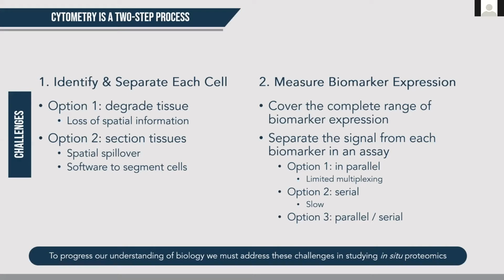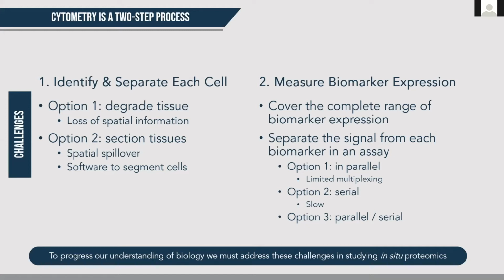And then moving on to the second step, one of the main challenges here is covering the complete range of biomarker expressions we see in biology. This is particularly challenging for an image-based platform. We have to have a dynamic range of the image that captures the full true range of expression values we see in biomarkers in biology. And then the second main challenge, which we've been talking a lot about today, is separating the signal of each individual biomarker in the assay from one another.